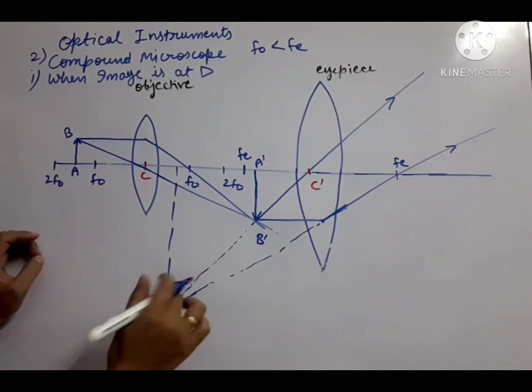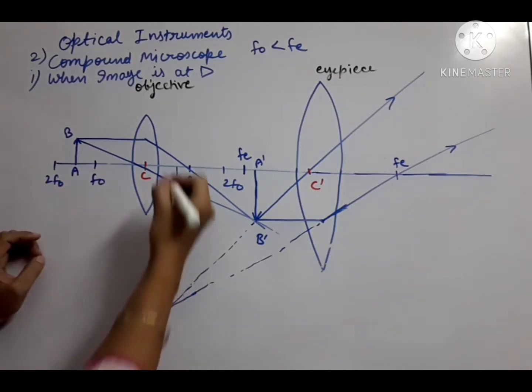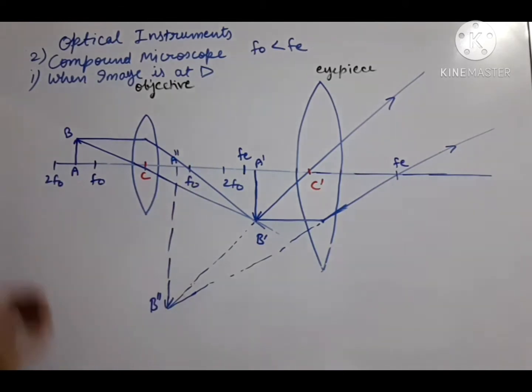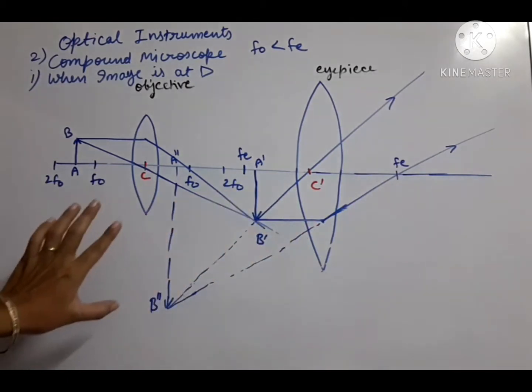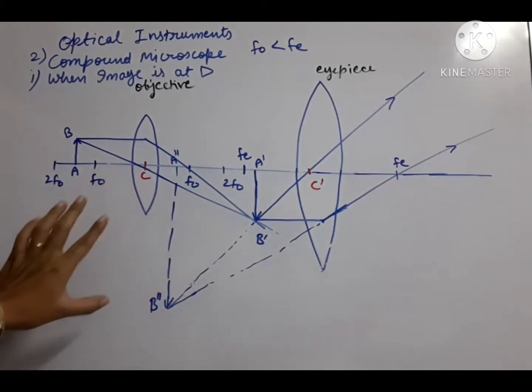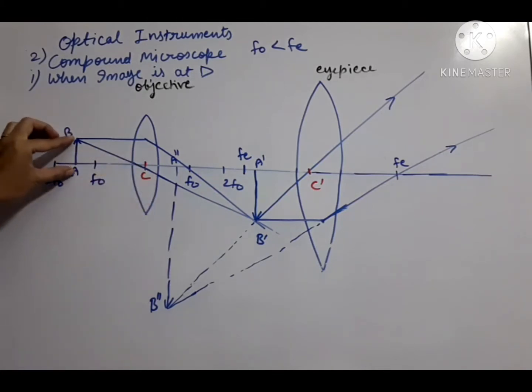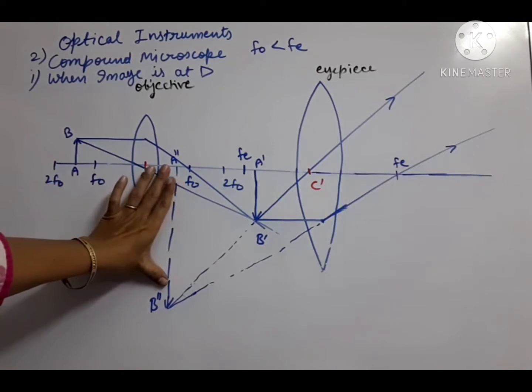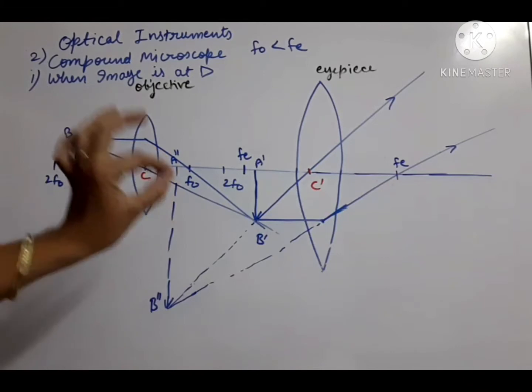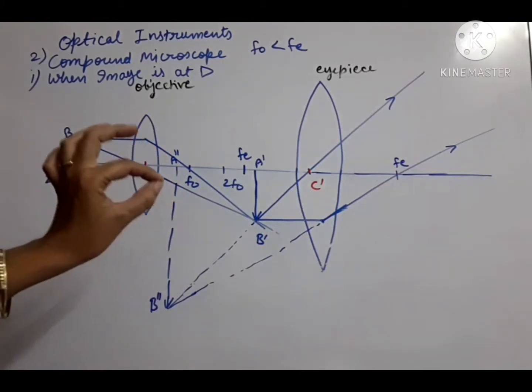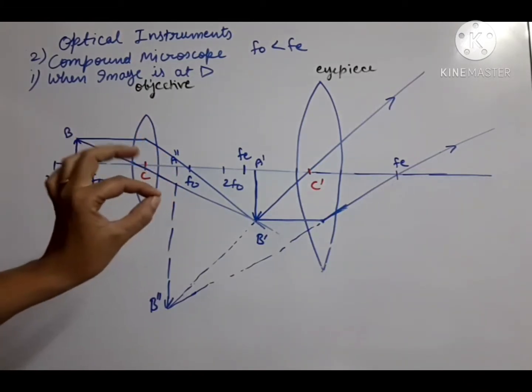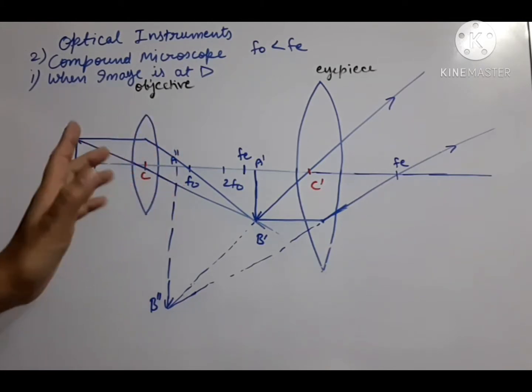This way you can complete the diagram. So finally this is the final image. We will call it A double dash B double dash. Now this is the complete image diagram after the ray diagram. You can see the first object AB was very small, and the last image formed, A double dash B double dash, is very big. So this way the compound microscope magnifies the image in a very better manner, or we get a further magnified image.